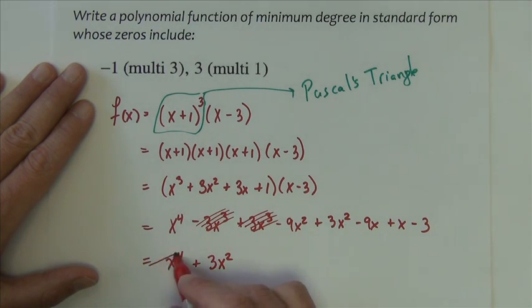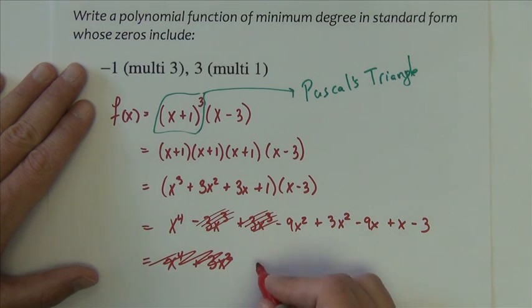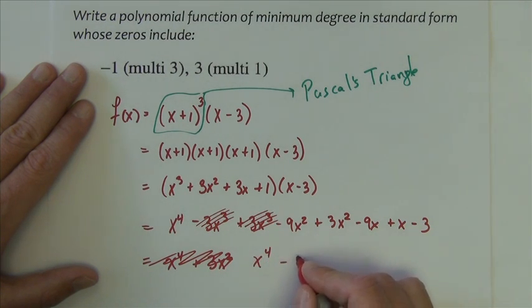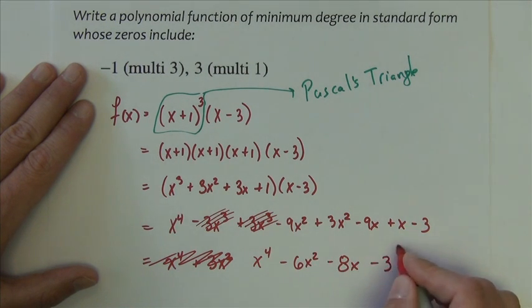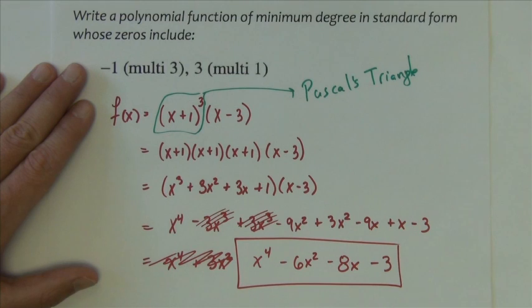Let's try that again. x to the fourth minus 6x squared minus 8x minus 3. There's our polynomial function. And if I hadn't scribbled that out, I'd write f of x equals in front of it.